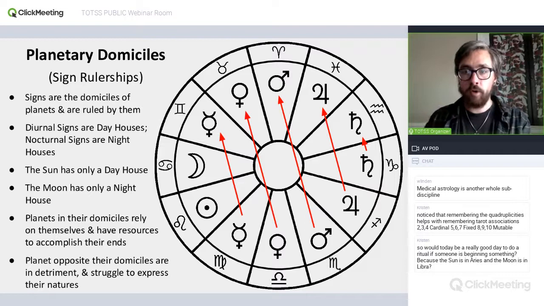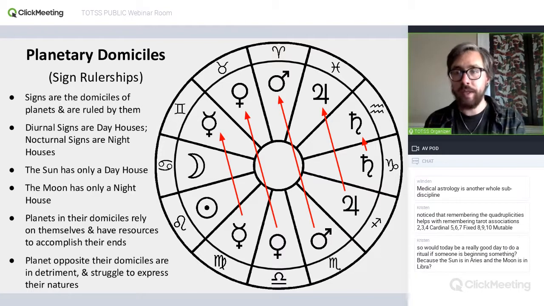So the planets will rule each one of these signs that they're pictured here within, and this will really help to define the meanings of the signs, because these signs belong to these planets. These are like the domiciles or dwelling places of the planets, and each planet has control over and is responsible for what happens within the signs that they rule.